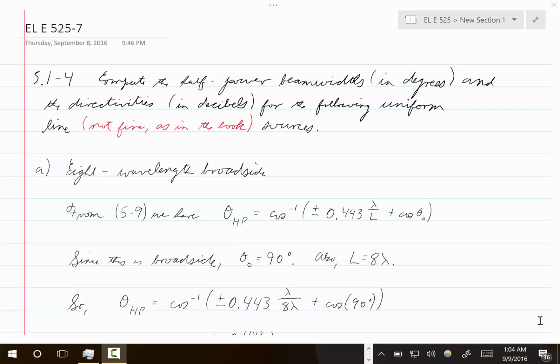Welcome to Lecture 7 of Electrical Engineering 525. In this lecture, we will move on to Chapter 5. For the moment, we're going to skip Chapter 4 in your textbook and move directly to Chapter 5, which is dealing with line sources. And for this lecture, we will look at some problems concerning uniform line sources.